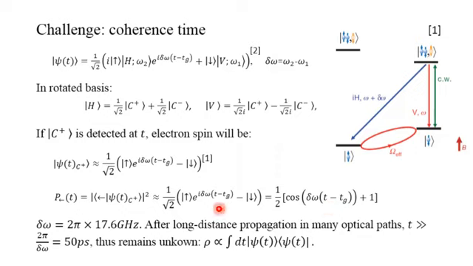The oscillation frequency delta omega is the energy difference of the two ground states. It depends on the strength of the magnetic field. In this paper, it is taken to be 17.6 GHz, so the period is about 50 picoseconds.